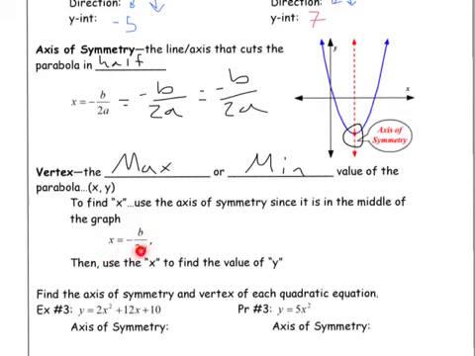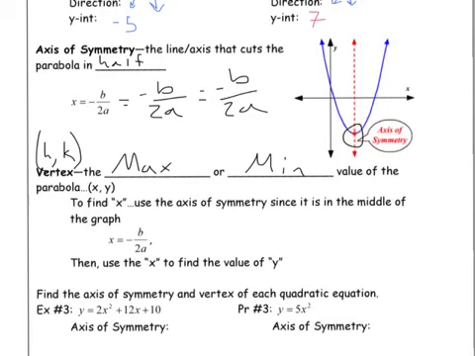So this will give us the axis of symmetry line, and it also goes right through our vertex. So that's how we can always find the x value of our vertex. And also, you'll find out later, we call that the h value, h and k. So that'll give us the h value.